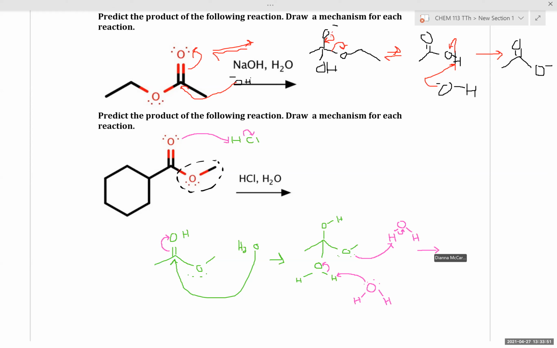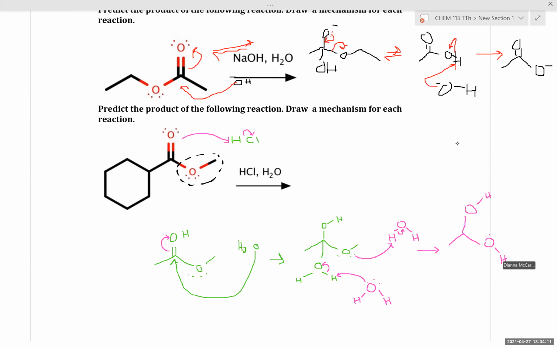Now that we've activated our alcohol as a leaving group, we can kick out our ester alcohol. Oh, no worries. I was just including the alkyl side chain, but I see you're just about to do that.